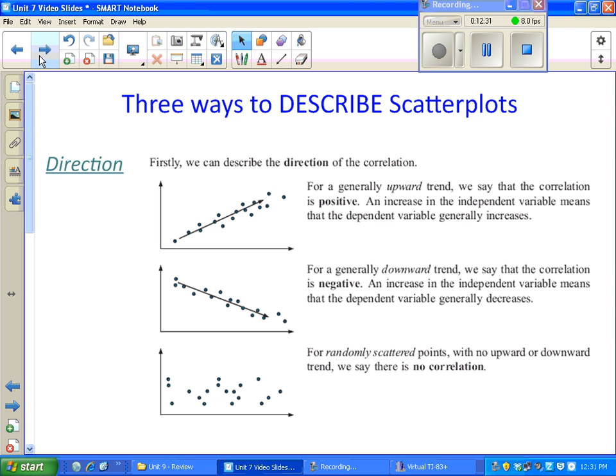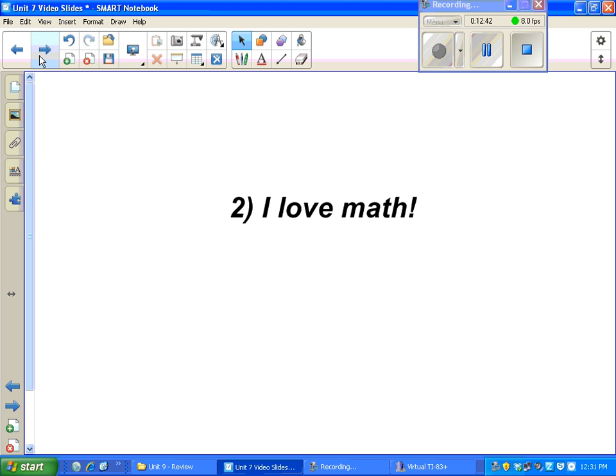Once we have a scatter plot, we can describe them in different ways. Remember, if it's generally going up, we say that it is a positive correlation. If it's generally going down, we say it's negative. If they're kind of all random, we say there's no correlation.